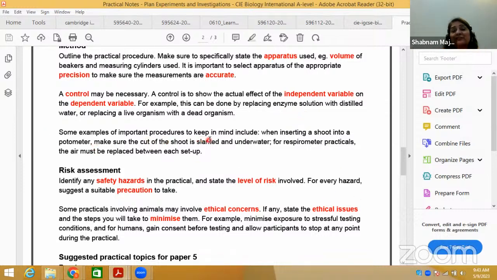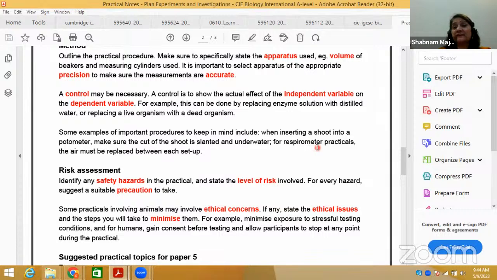Some examples of important procedure to keep in mind include when inserting a shoot into a photometer. You must have done the photometer apparatus, a special apparatus we use. It's also called a bubble photometer, seen in IGCSE and maybe O levels. Transpiration is the loss of water vapor, but the photometer gives you the amount of water absorbed when water is being lost. You introduce a bubble and take readings of how much the bubble moves towards the left as water is absorbed. Make sure you cut the shoot underwater, to avoid any air bubble.